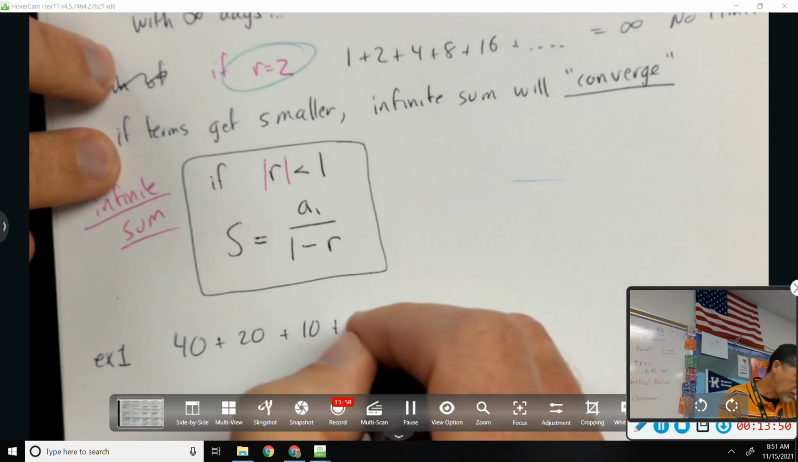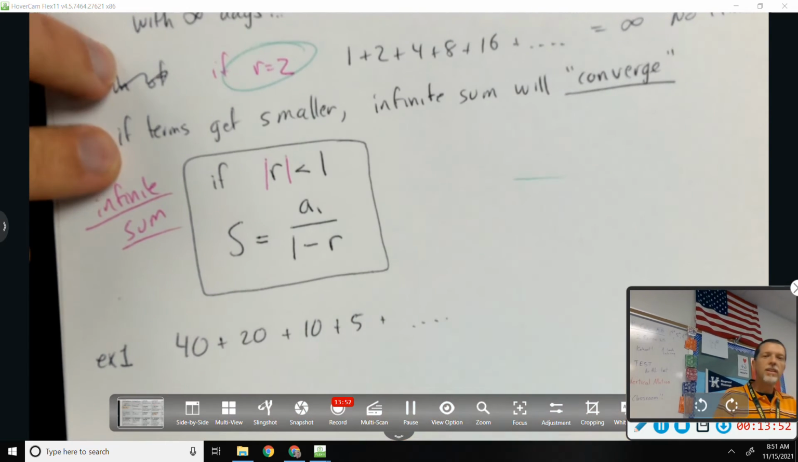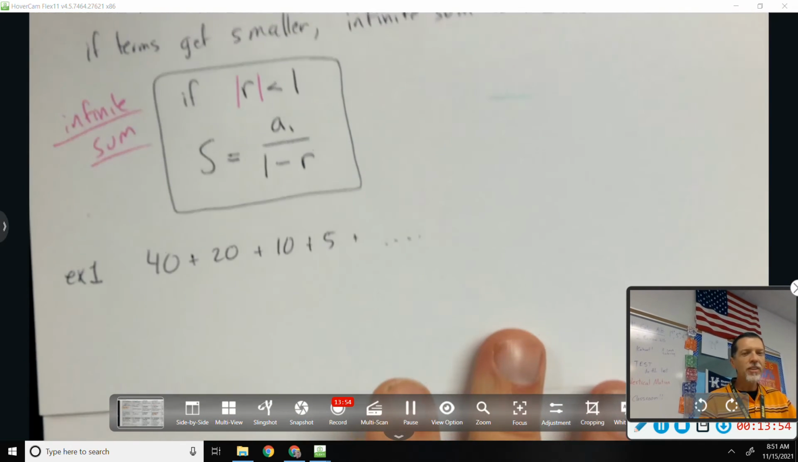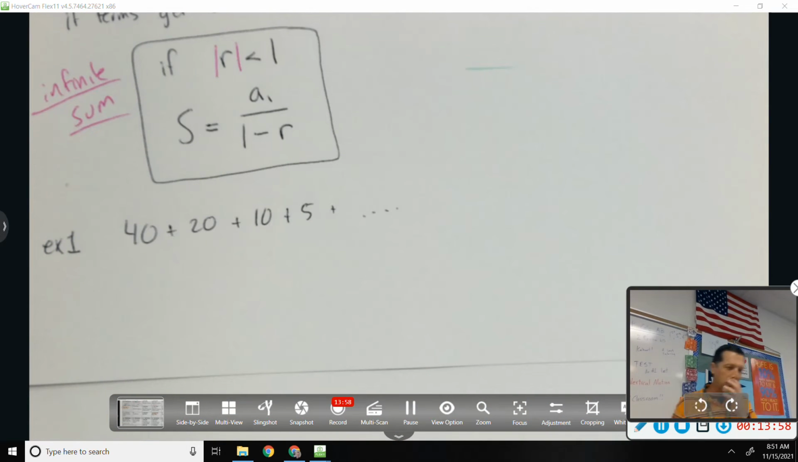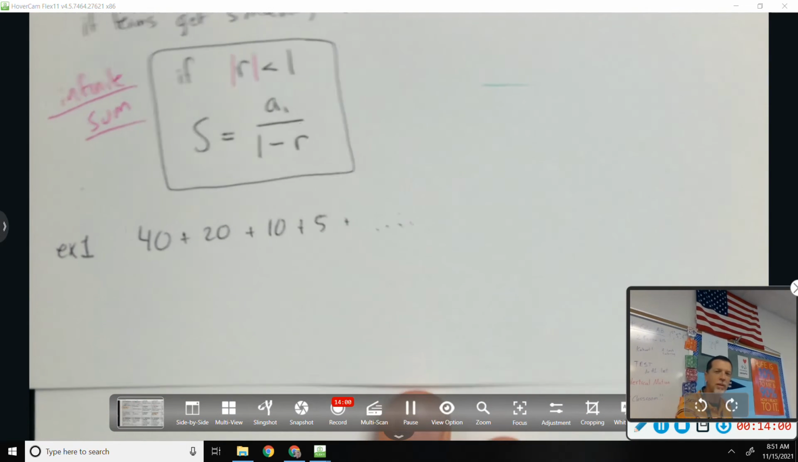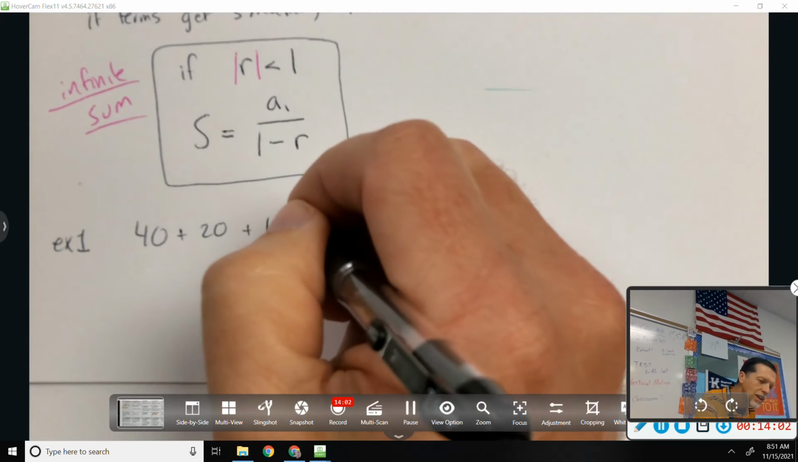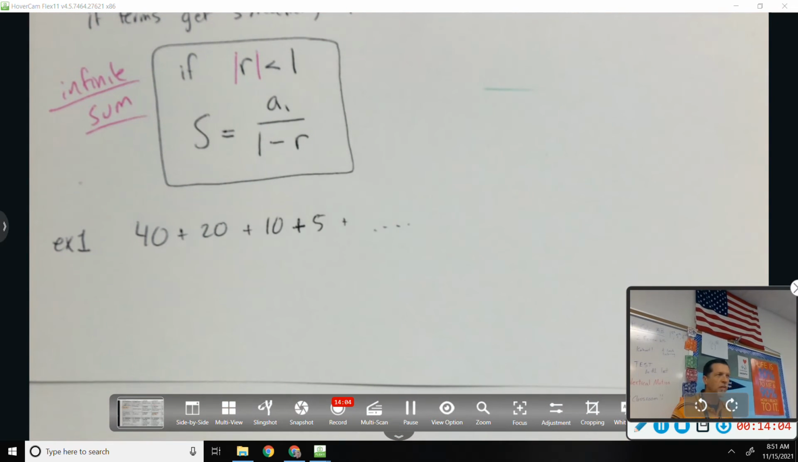Let's do some examples. The algebra for this is easy. The calculus behind it is a little bit tricky, and being careful with R is a little bit tricky. So the formula is great, but it's more about whether I can use the formula.